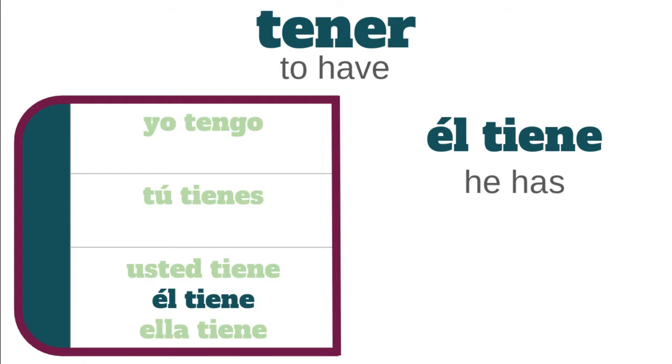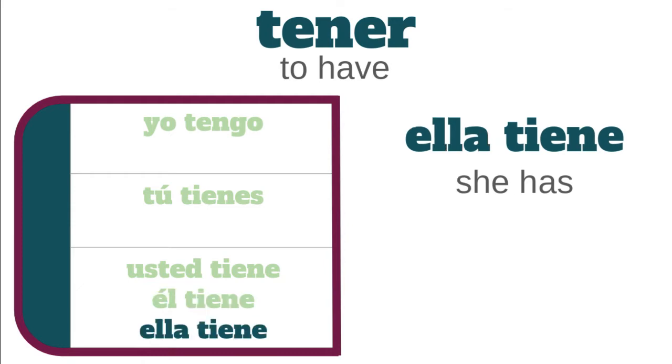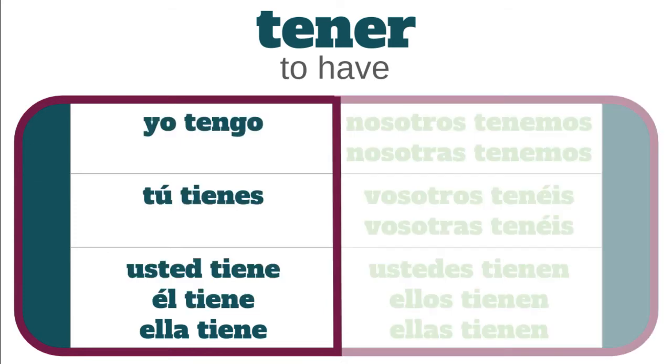Él tiene means he has. Él tiene. Ella tiene means she has. Ella tiene. And those are all the singular forms. Yo tengo, tú tienes, usted tiene, él tiene, ella tiene.